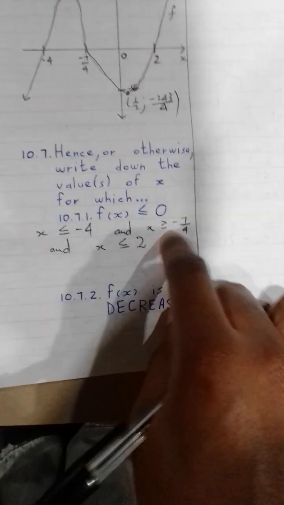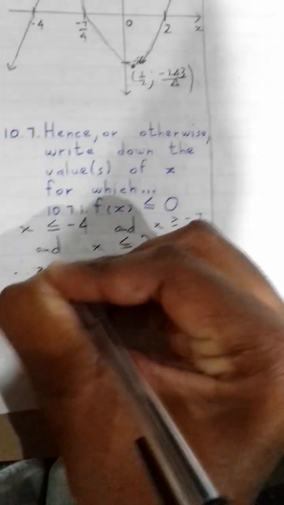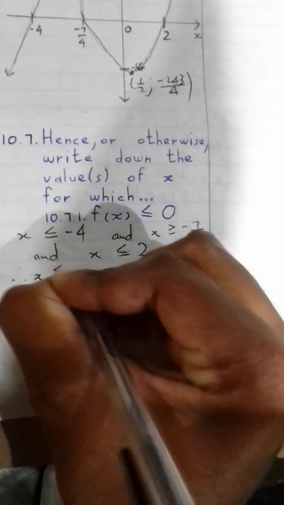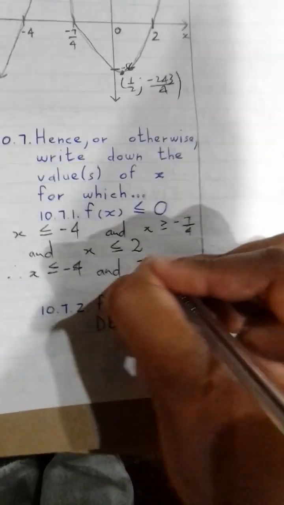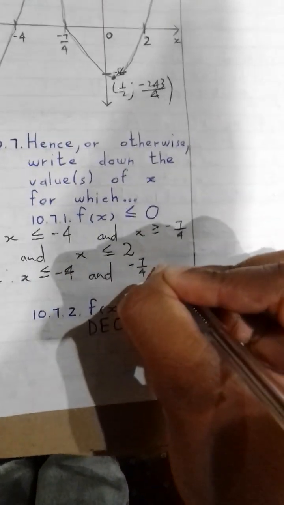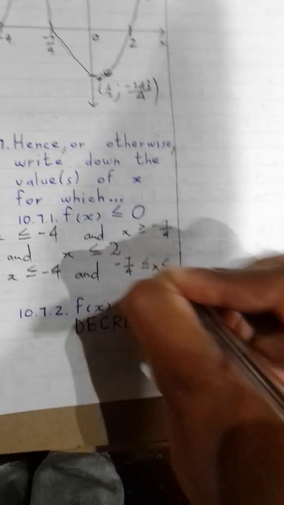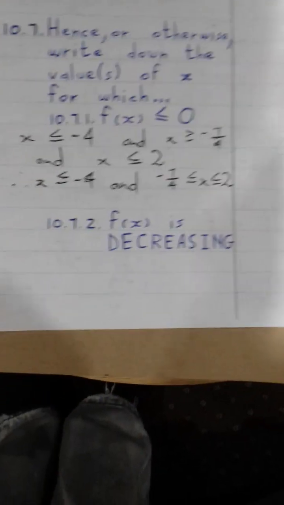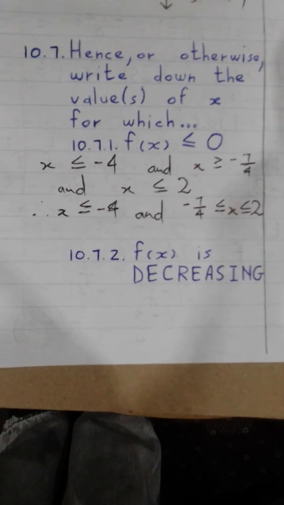So now these approach each other. So we're going to say the final answer is x is less than or equal to negative 4 and negative 7 over 4 is less than or equal to x less than or equal to 2. Okay, hope that is clear and I hope that makes sense.